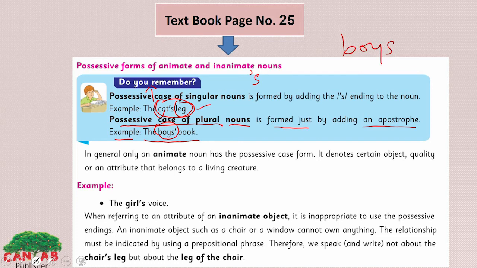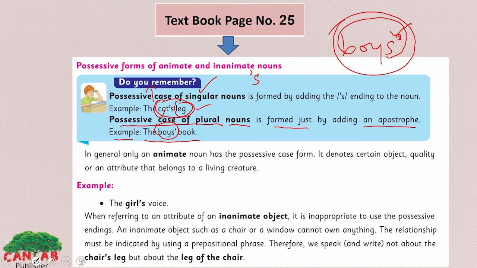So what we will do, in the singular we have seen that we have added apostrophe and after that we have added s. But here the boys is ending with the letter s. What we will do? We will add another s or an apostrophe? No, we will not do this. The plural noun which ends with the letter s, we add apostrophe after the s here.